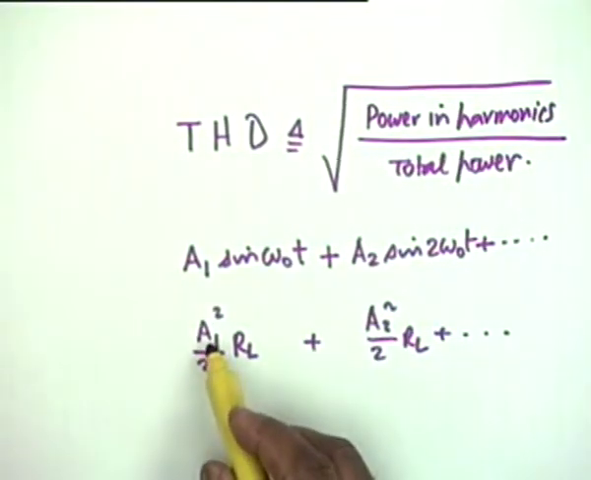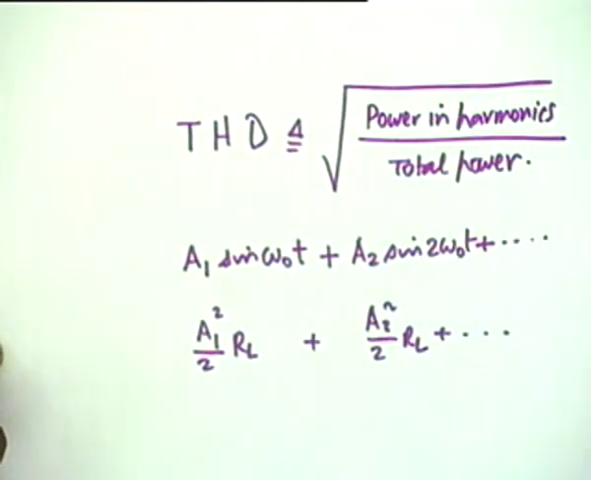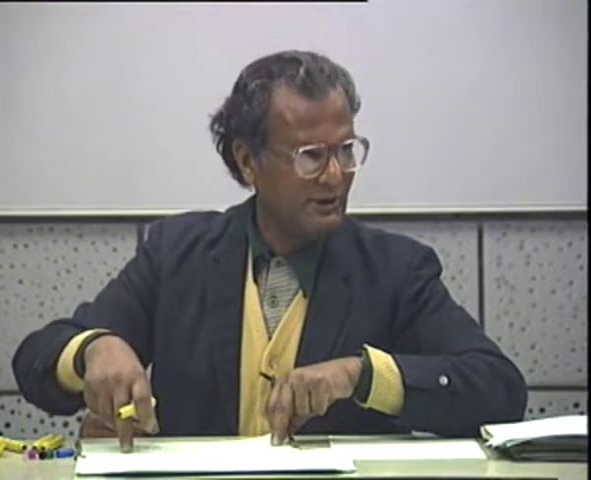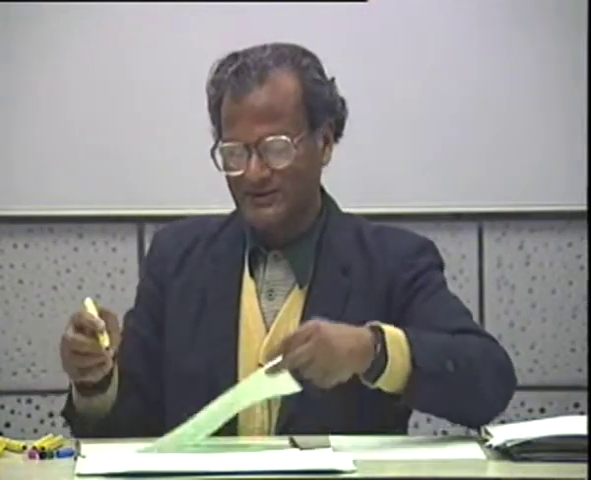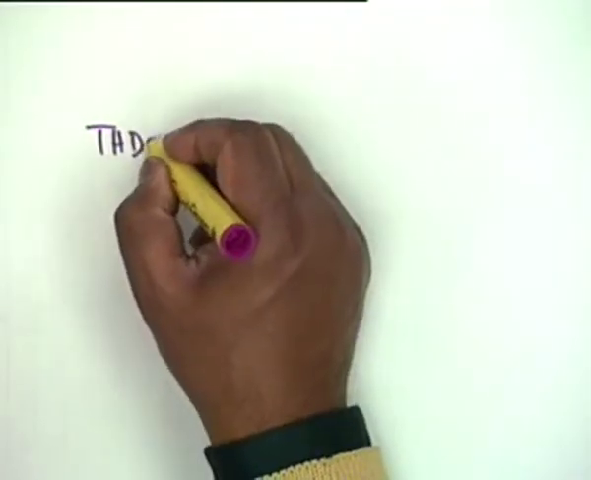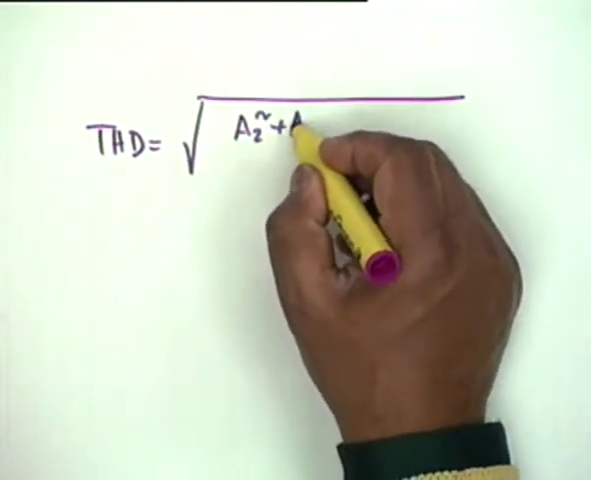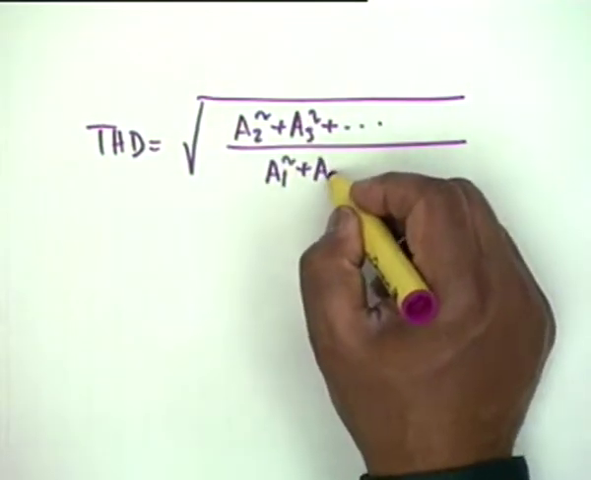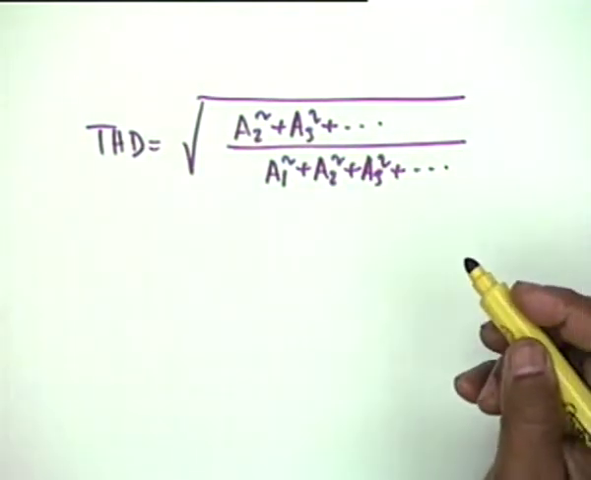So, the total power in harmonics would be proportional to A2 squared plus A3 squared plus etc. Whereas the total power in the load would be A1 squared plus A2 squared plus etc. So, THD, total harmonic distortion, would be the square root of A2 squared plus A3 squared plus etc. divided by A1 squared plus A2 squared plus A3 squared and so on.